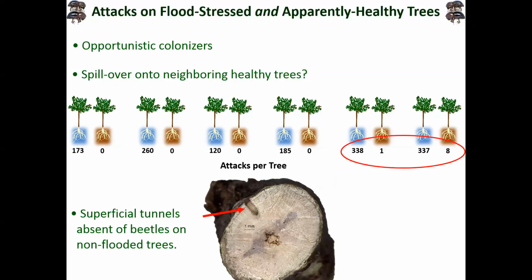But when we cut into those trees, we found that in fact the attacks on the non-flooded trees were superficial and absent of beetles. So in other words, they just superficially tunneled in and did not colonize that tree. And again, the point to remember is that the fungal symbiont needs to start growing in that tree before the female will begin laying eggs.